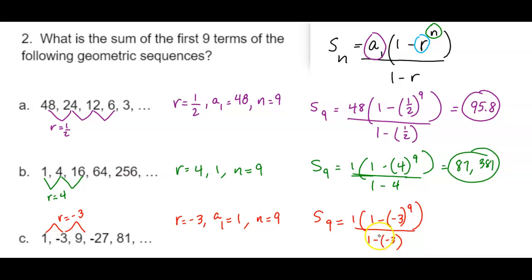All right, when you put it into the calculator, being really careful with your parentheses and with your signs, you should get that the sum of the first 9 terms of this sequence is 4,921.75.